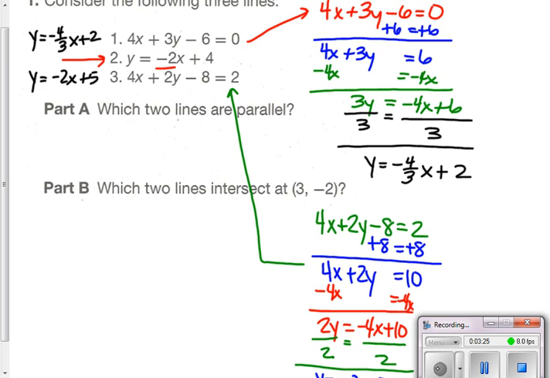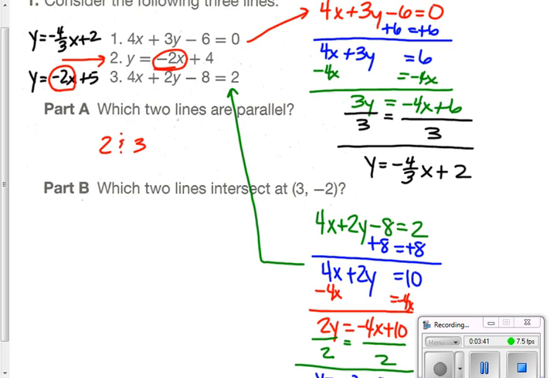Part A says which two lines are parallel. Remember, parallel has the same slope. So -2 is my slope here. Well, -2 is also the slope in equation 3. So those are parallel. So 2 and 3 would be parallel.